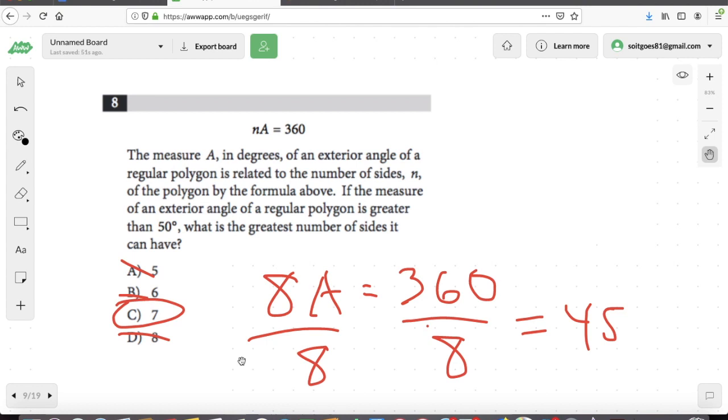Testing answer choices is the best way to approach these questions. And then you don't have to worry so much about operations. I mean, you've got to do a one-step algebra, isolate a variable, but that's pretty straightforward. Any questions? I don't think so. Okay.